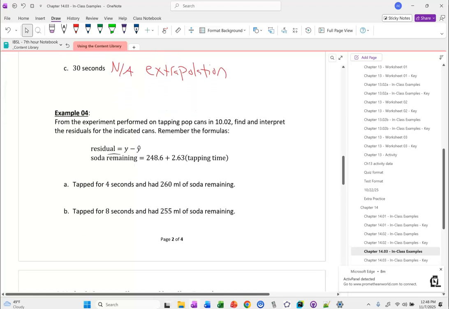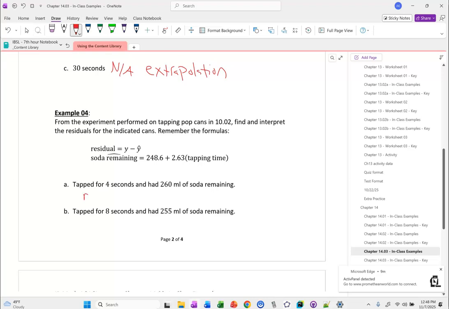For the experiment performed on tapping cans, find and interpret the residuals for the indicated can. Remember the formula, the residual equals y minus y hat, and the regression equation is soda remaining equals 248.6 plus 2.63 times tapping time. How do I calculate my residual here?